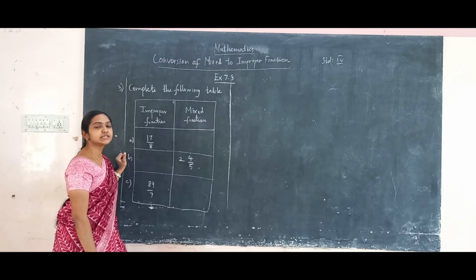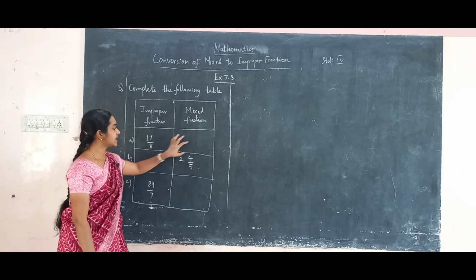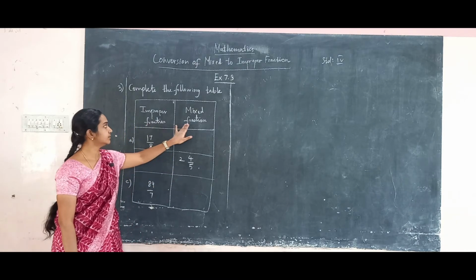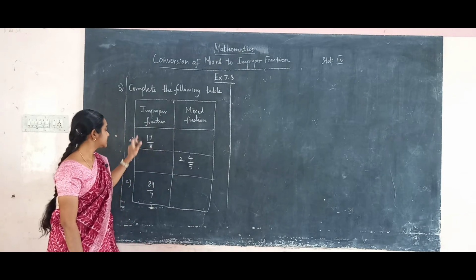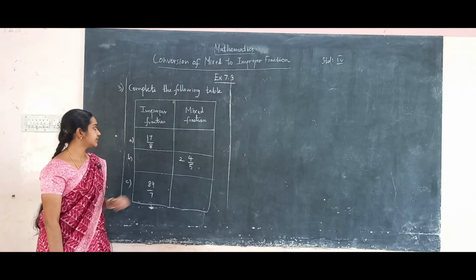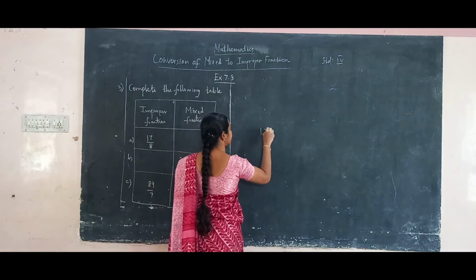The third question is, complete the following table. Now some blanks are there, we are going to fill them. Improper fraction into mixed fraction. This is an improper fraction. We are going to convert it into a mixed fraction. First, we have to divide the numerator by the denominator.